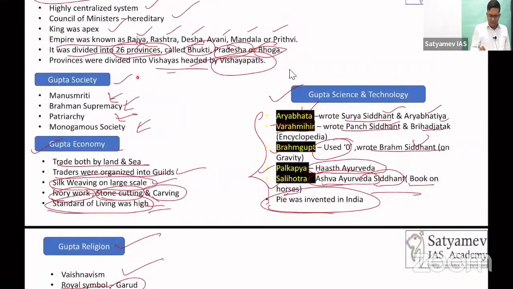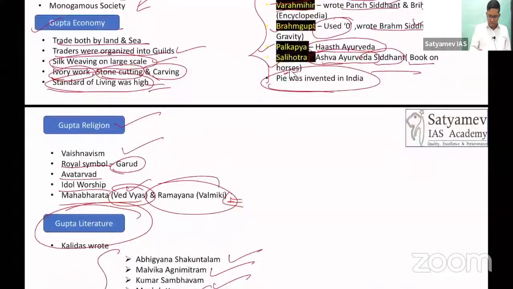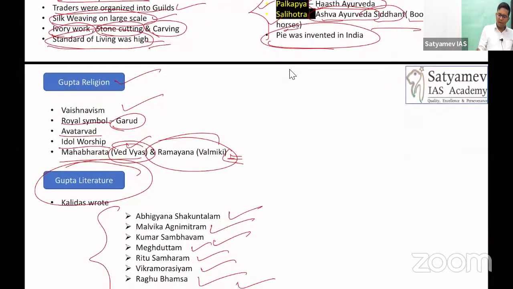Some of the literature like Manusmriti will be there. In religion, you'll have Vaishnavism, Garuda symbol will be there, and Gupta will be the pioneer of what? You'll say the temple architecture. So Nagara style of temple architecture will begin from the Gupta period only. So Gupta age is called golden age. Why? Because of its contribution towards art and culture.